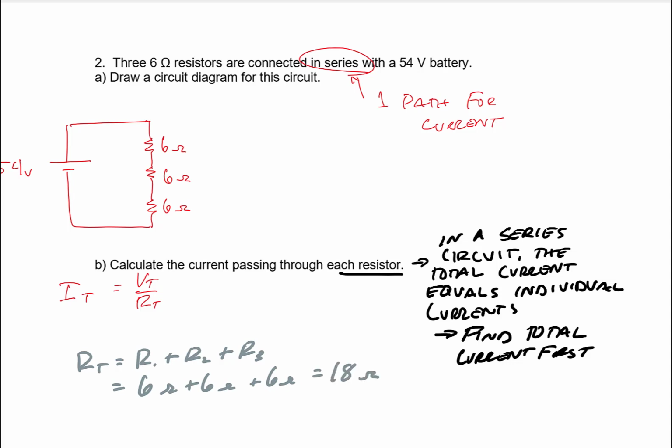We get 18 ohms. So if I want the total current, it's going to be 54 volts divided by 18 ohms. So the total current comes out to be 3 amps. And because that's the same as the individual resistance, the current through each one of these is going to be 3 amps. 3 amps through each resistor because it's series and it stays the same the whole time.